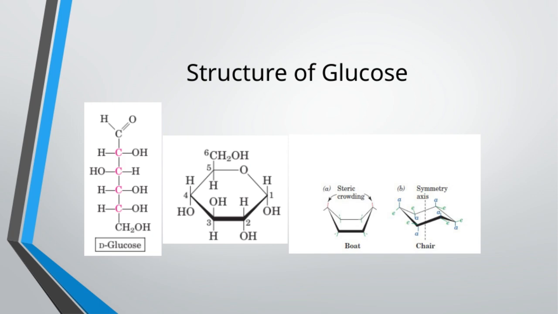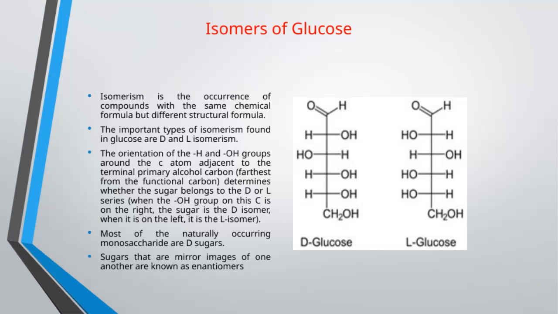So, in summary, glucose's structure, a 6-carbon backbone with the potential to form ring structures, is fundamental to its function in biological systems. Let's talk about isomerism, which is when compounds have the same chemical formula but different structural formulas. This is important in glucose because there are 2 main types of isomerism we focus on: D and L isomerism.